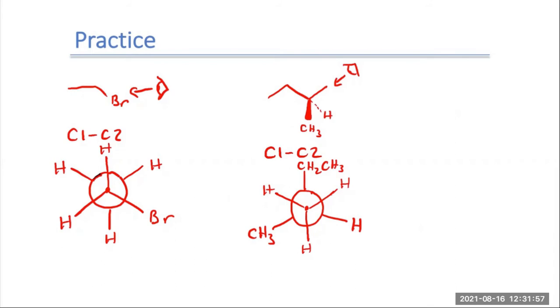And now I want you guys to try and draw it along the C2, C3 bond. Pause the video, try and draw your Newman projection. Let's see how you did. Okay, so along C2, C3, now our eye is over here, looking that way. So we're looking along this bond here, which means that dot is our front carbon, and the circle is our back.